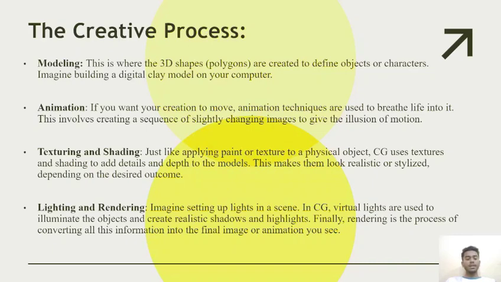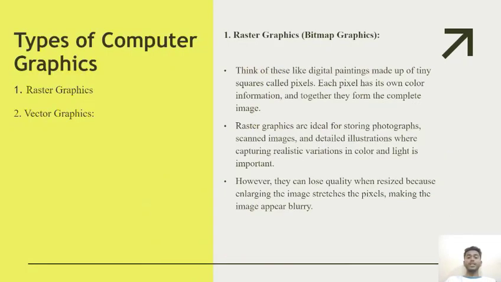And at the last, it comes lighting and rendering. Imagine setting up lights in a scene. In computer graphics, virtual lights are used to illuminate the objects and create realistic shadows and highlights. Finally, these rendered objects convert all the information into the final image or the animation you see. And then comes the types of CG.